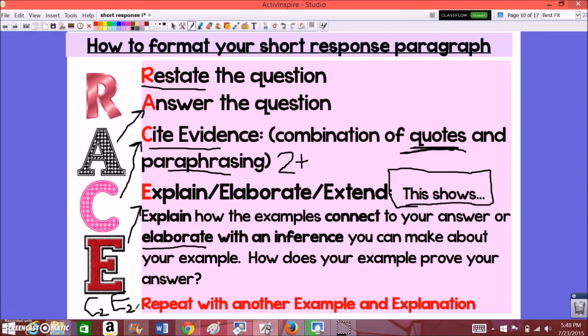So you really have to use your judgment for each particular question and the evidence that you're using. Can you just do restate, answer, 2 pieces of evidence and then explain them both in a few sentences? Or should you really break up the explanation? Should you have the evidence and explanation and then another piece of evidence and explanation? And so you'll just get better at that depending on the question and through practice.